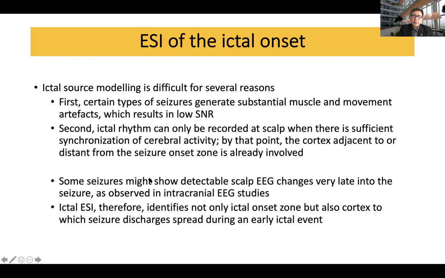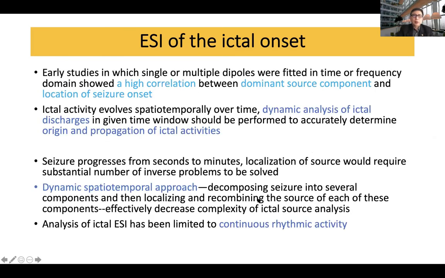Also, some seizures might show detectable scalp EEG change very late in the seizure, as observed when compared with intracranial EEG studies. Ictal ESI therefore identifies not only the ictal onset zone, but also cortex to which the seizure is already spreading during an early ictal event. Early studies with single and multiple dipole fits in the time or frequency domain showed a high correlation between the dominant source component and the location of the seizure onset.